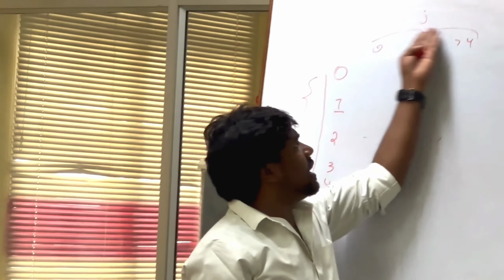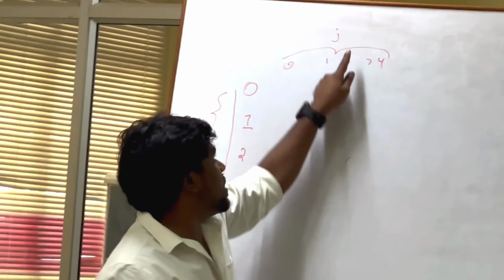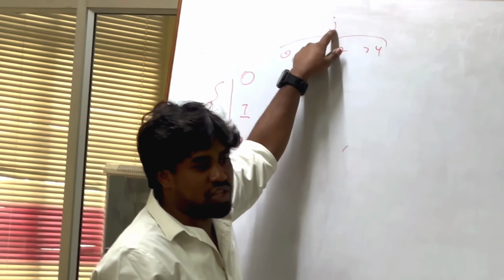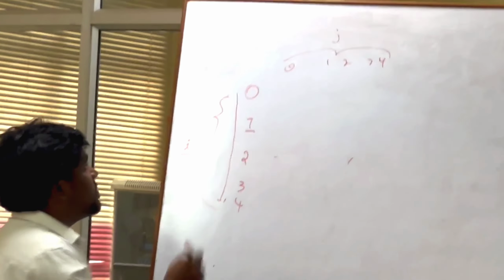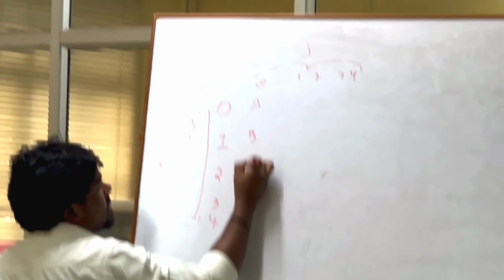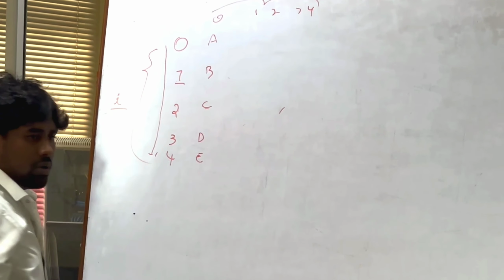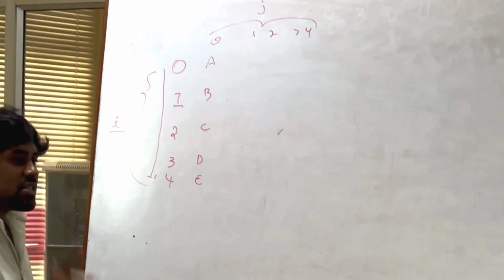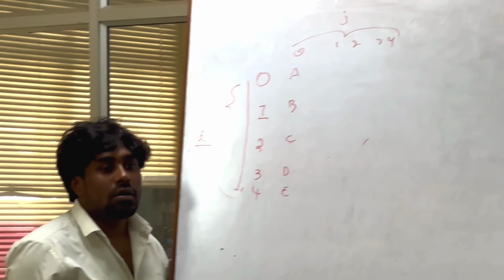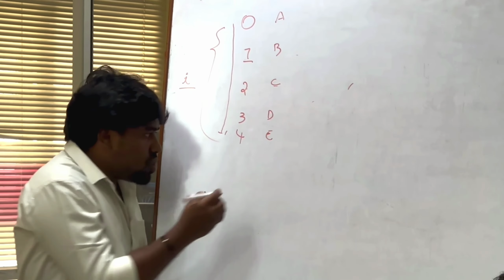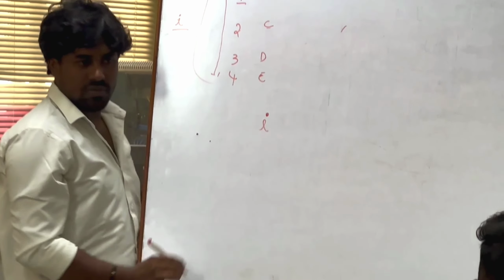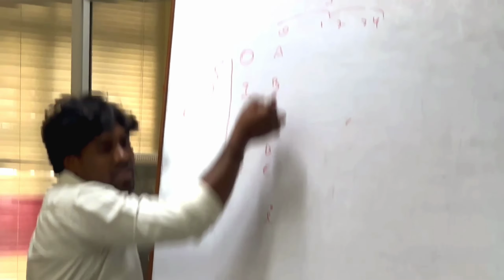If the data are varying like this, what is the variable you have used here? J. You think about J. That's how it is. Now, one simple concept I will tell you. If there is A, B, C, D, E here, whom do you think about first? I. That's all it is, because it is varying. It is not constant.